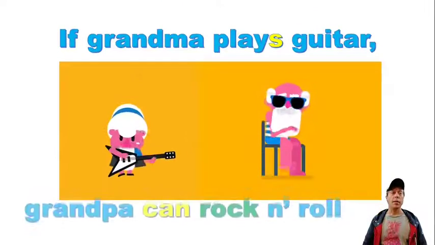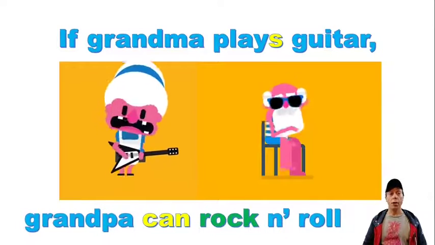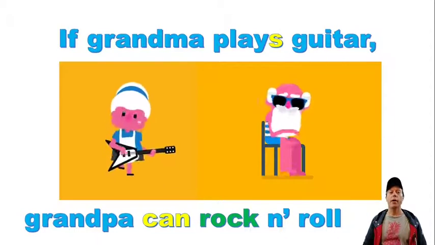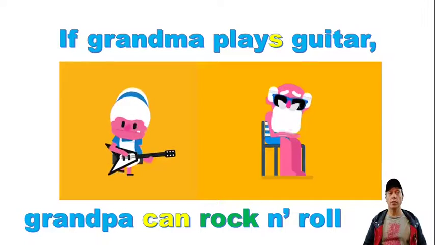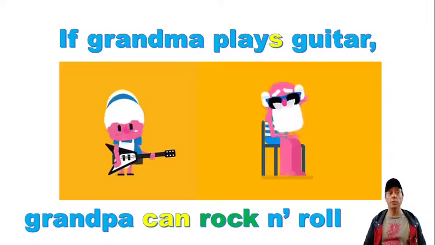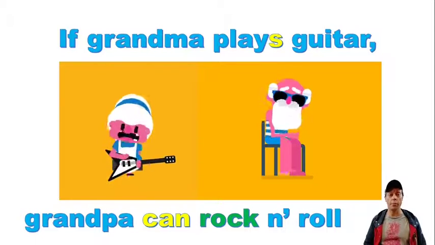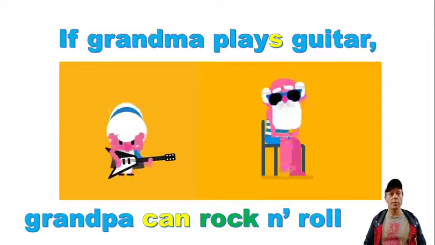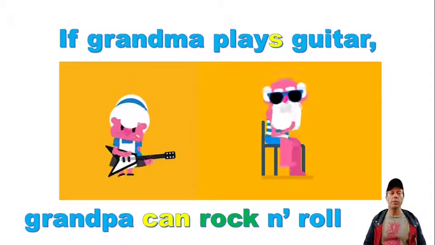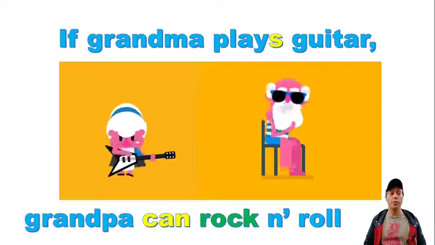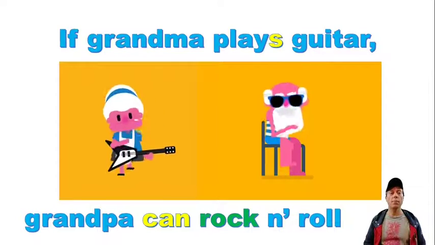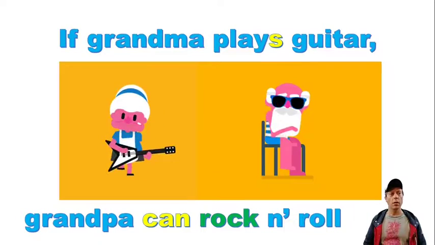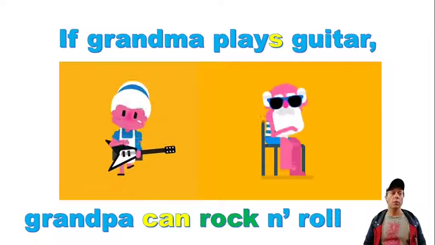If grandma plays guitar, grandpa can rock and roll. I'm not talking about any grandma and any grandpa. I'm talking about my grandma and my grandpa. So this is a real situation limited to time, place, limited to the situation being me and my life and my grandparents. So you'll notice that the present simple is in the cause and a V1 modal is in the effect. V1 meaning like a present modal instead of a past modal. So can as opposed to could. So you need the V1 modal, not the V2. For example, will rather than would.